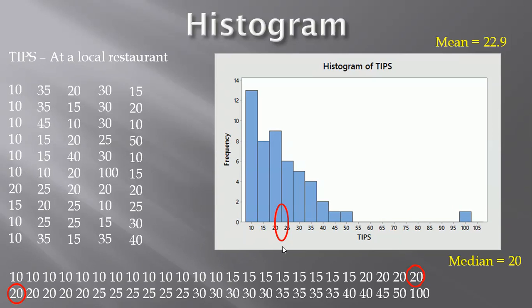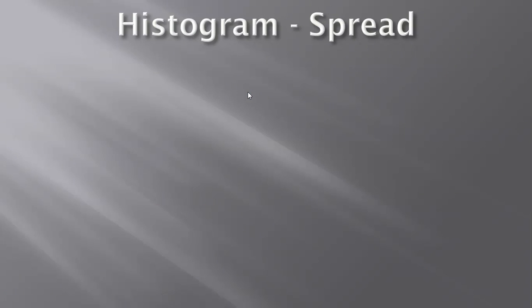We'll understand what the mode is. The data value that has been represented the maximum number of times is usually the mode. You can see 10 is the mode. It has been represented 13 times. Now let's understand a bit more about histogram spreads.